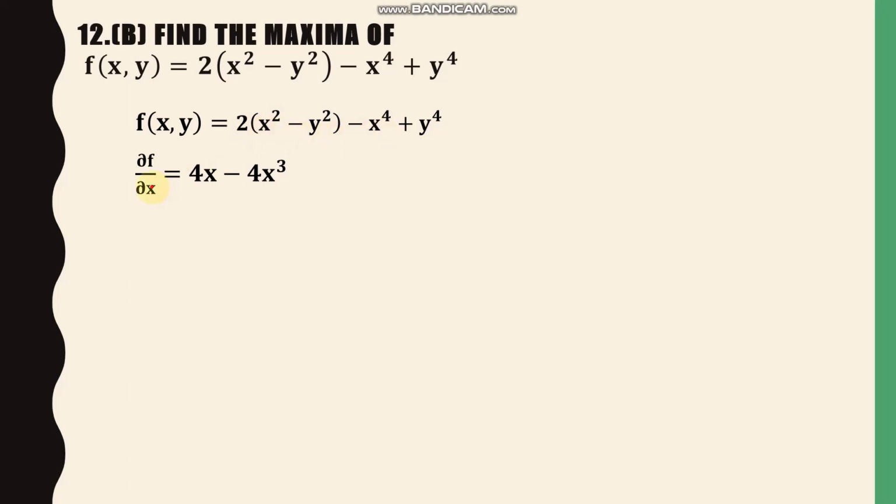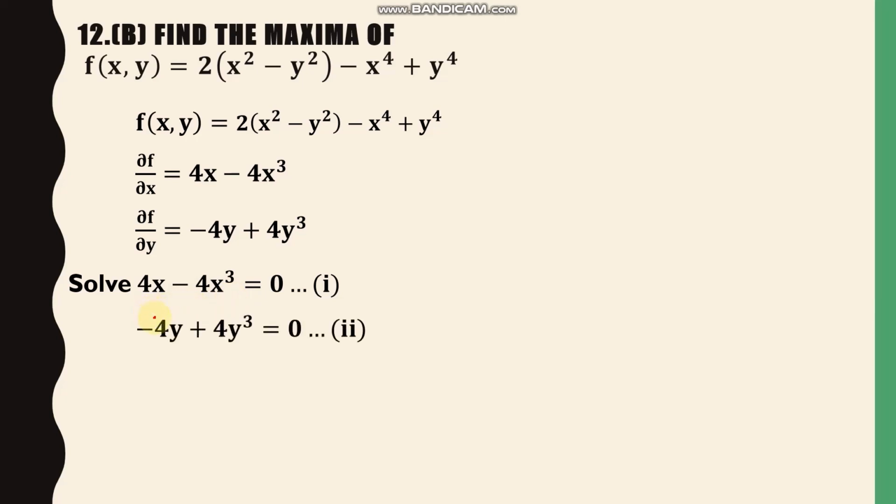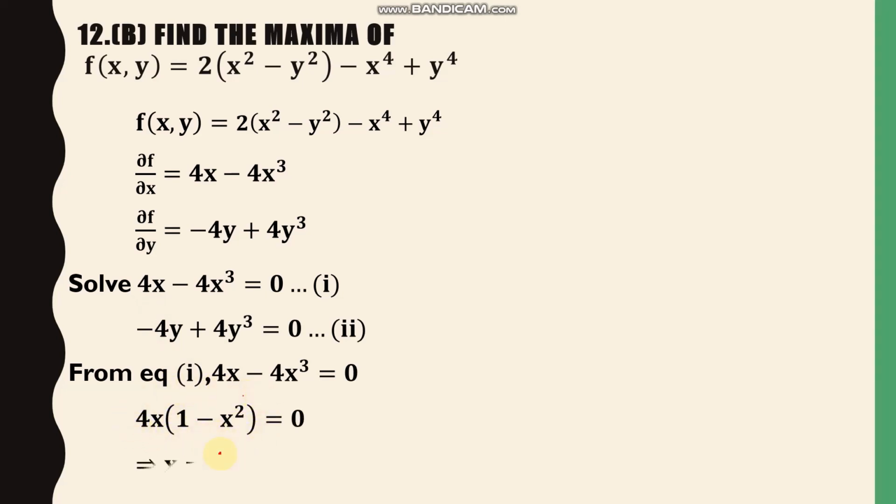Now take the partial derivative of this function with respect to y. It will be minus 4y plus 4y cube. We'll equate these two equations equal to 0. So solve 4x minus 4x cube equal to 0. Take out 4x common, so you get 1 minus x square. From here you get the value of x to be 0, 1 and minus 1.